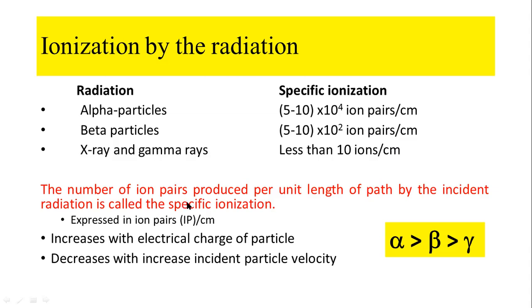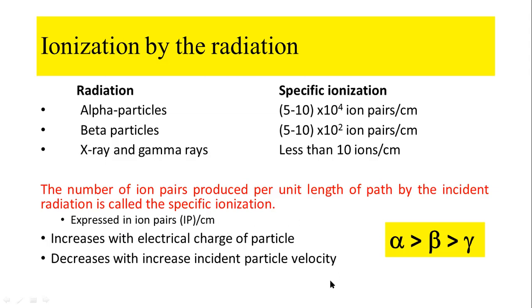and this is called the specific ionization. So ionization is just the production of ion pairs, that means positive and negative ions, and the specific ionization is ion pairs per centimeter. You have to take a constant amount or length of the material to compare the number of ion pairs produced. So it is expressed in IP, ion pairs per centimeter.